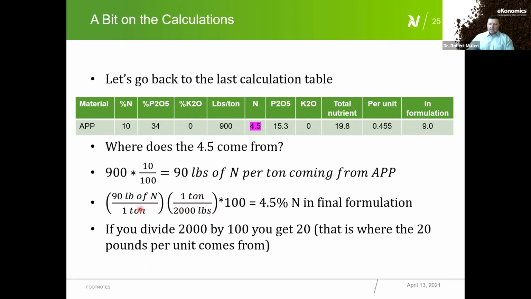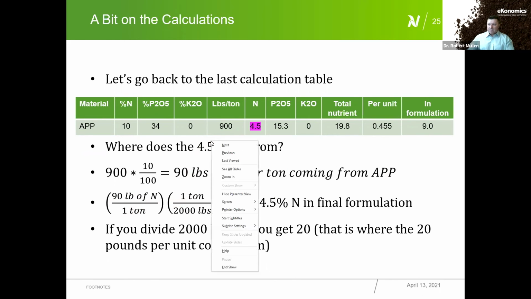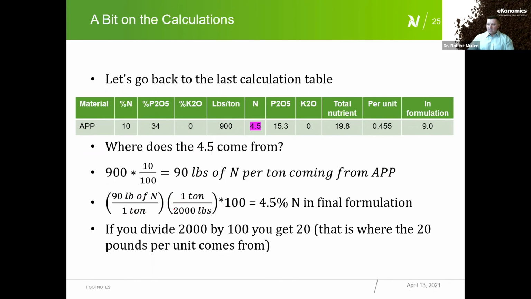Well, if I do my dimensional analysis, I'm going to get rid of my ton. Interestingly enough, the pounds go away. So this is now on a percent basis. I'm dividing 90 by 2,000, multiplying it by 100, and I get 4.5% in the final formulation. This is how you do this math. It's not complicated. Here's where the 20 comes from. If you divide 2,000 by 100, which is obviously the reciprocal of how it shows up here, mathematically it does the same thing.